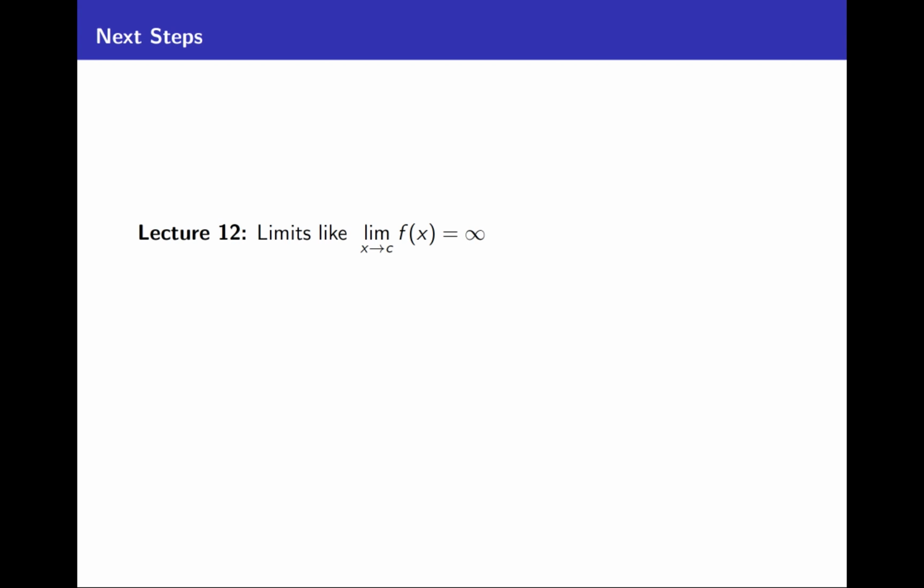That's it for today. We've talked about continuity and some of its consequences. Next time, in Lecture 12, we're going to look at limits that have the form of the limit as x approaches c of f of x equals not a finite number, but infinity. Those are called infinite limits. And then, in Lecture 13, we will investigate limits that look like the limit as x approaches infinity of f of x equals a number L.